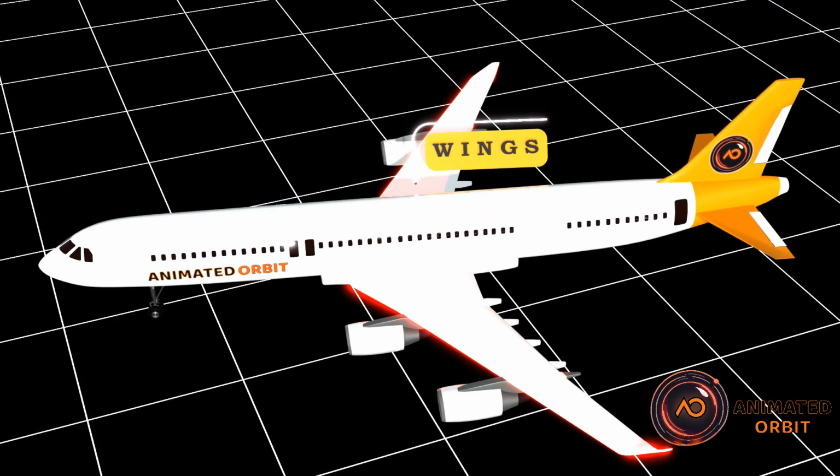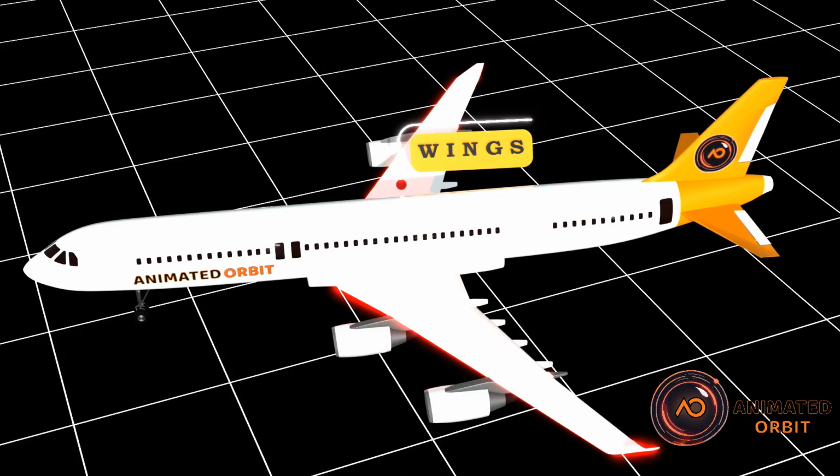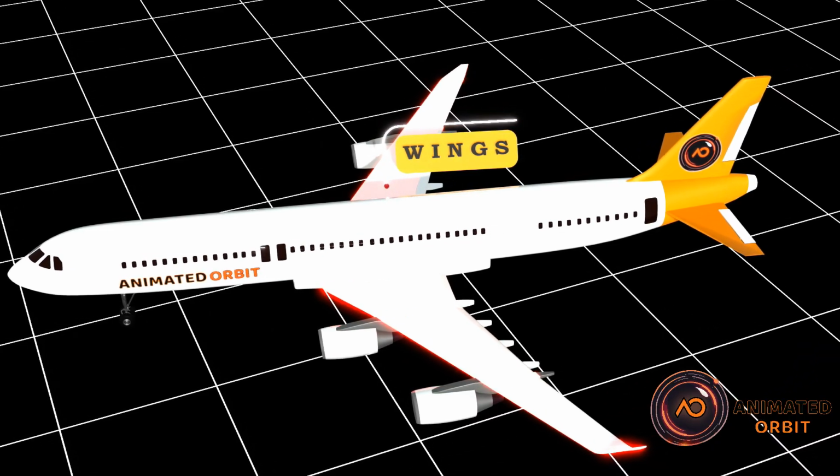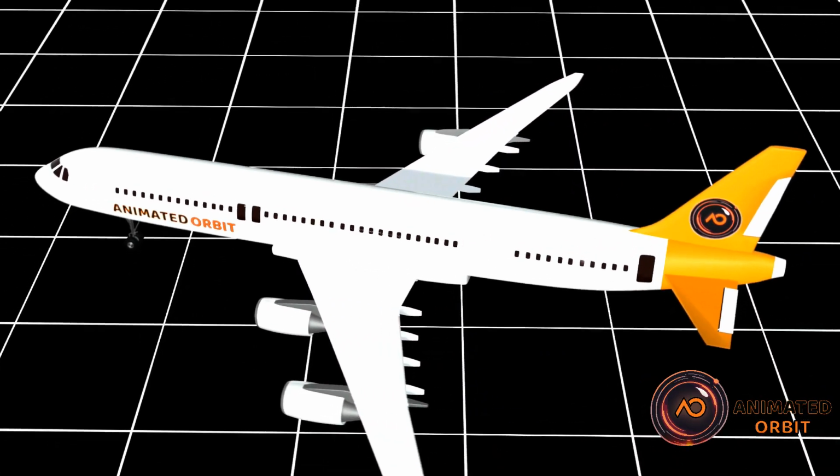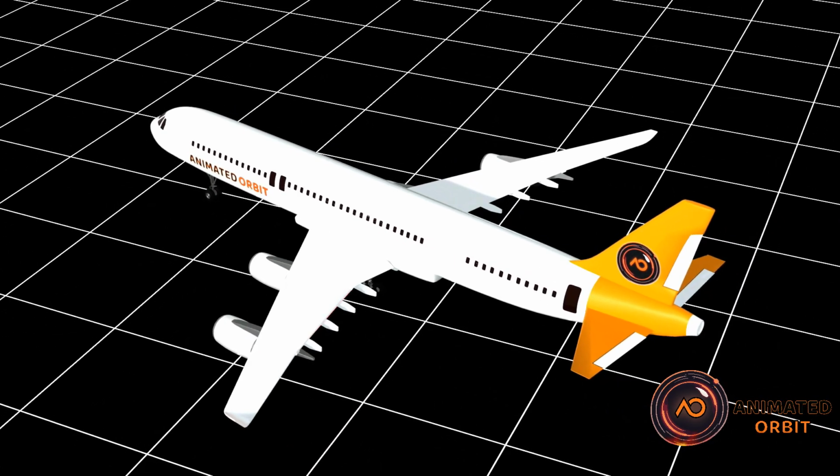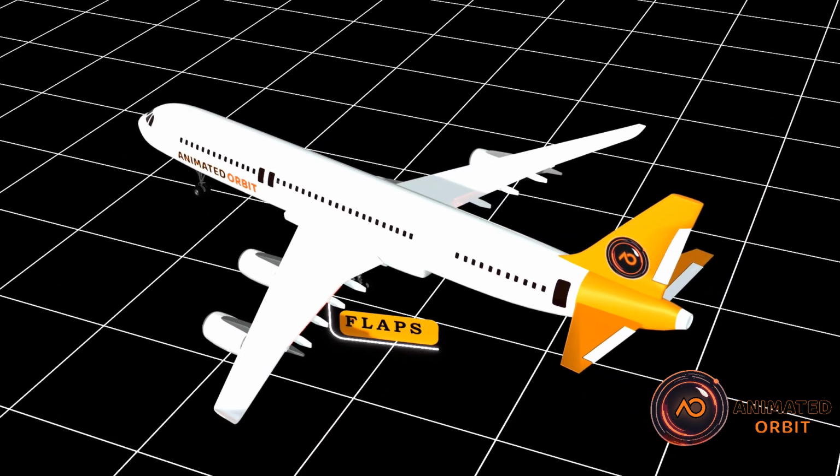Wings are crucial for lift, which allows the airplane to fly. They are shaped to create a pressure difference between the top and bottom surfaces. Flaps and slats on the wings help control lift during takeoff and landing.